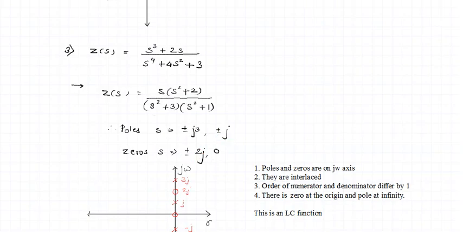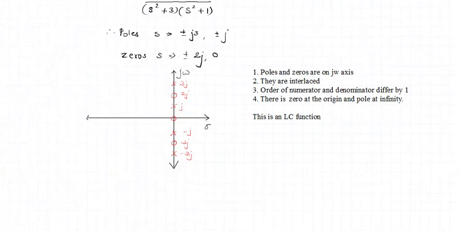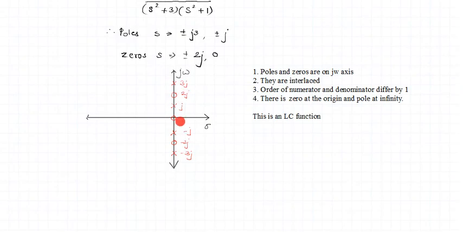Now we'll plot the poles and zeros. The first zero is at plus minus 2j. You could see here at 2j and minus 2j we have plotted the zero. There is another zero at the origin. We will now plot the poles. The first pole is at plus minus j. So here you could see at j and minus j we have plotted the poles. Another pole is at plus minus 3j. So one pole is at 3j, another pole is at minus 3j.